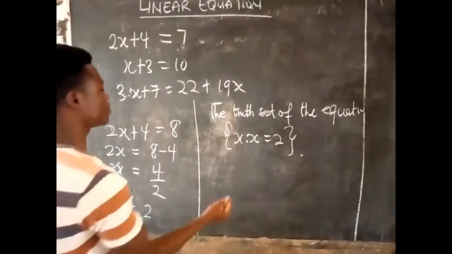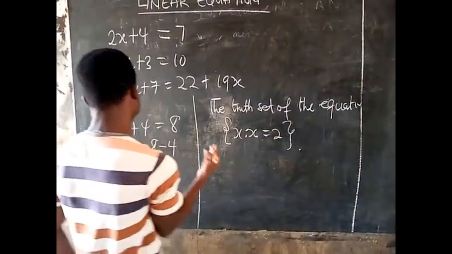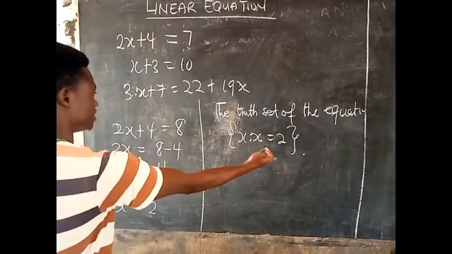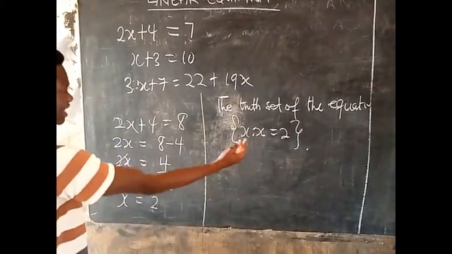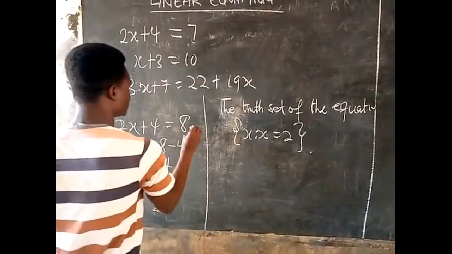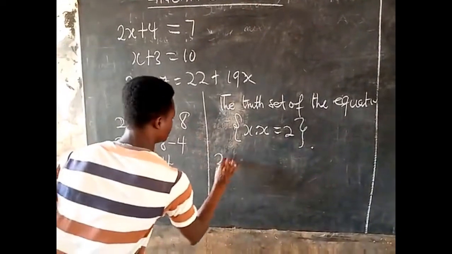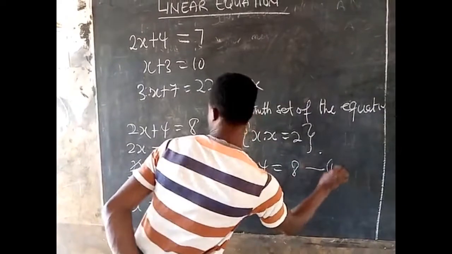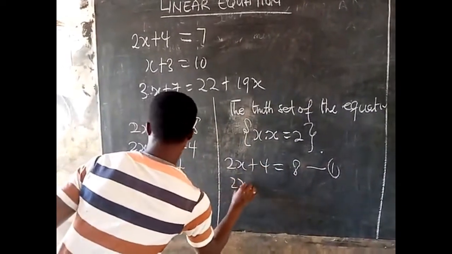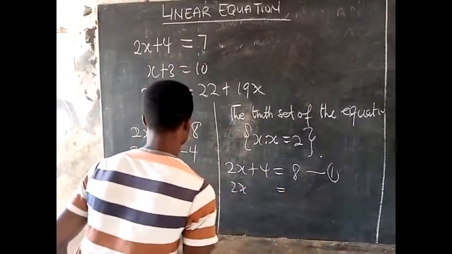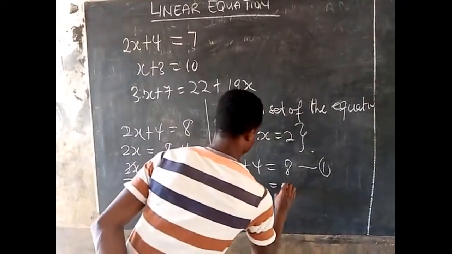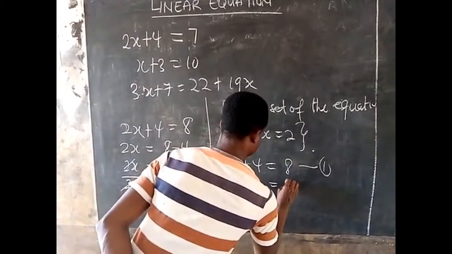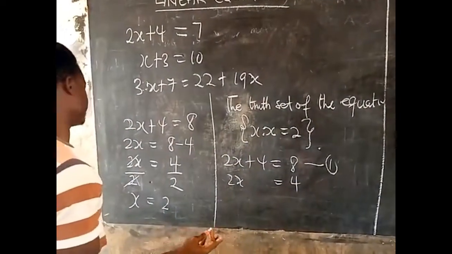How? Because we want to know that the value of x, when you put it in the equation, will satisfy the equation. Let's try and prove this using the truth set. If actually x is equal to 2, let's use 2x + 4 = 8 as our equation 1. Let's use 2x = 4, because 8 minus 4 gives me 4, as our equation 2.